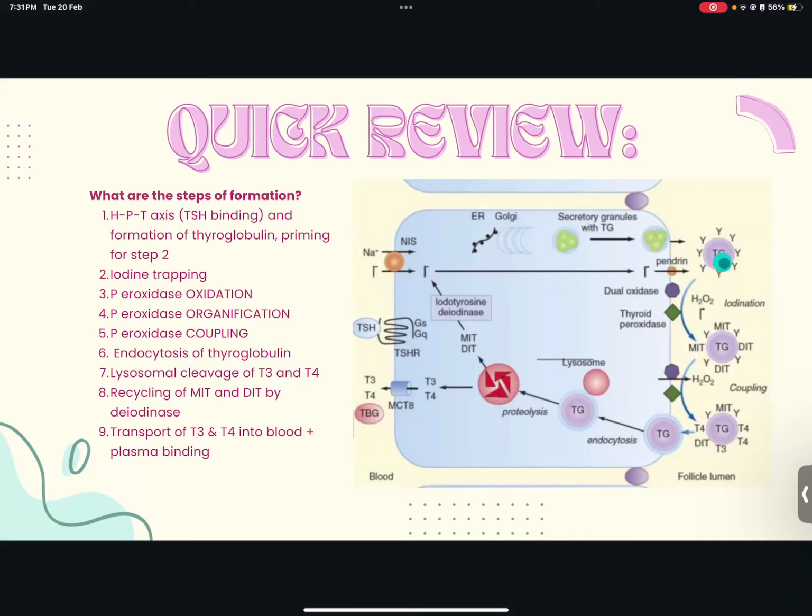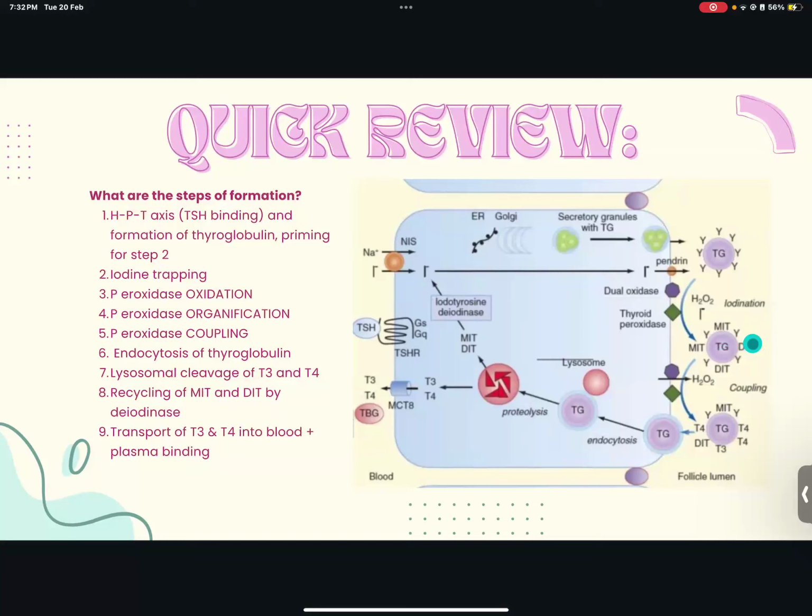So now you have thyroglobulin and you have iodine. Now you put them together. But first there's a step that we're missing. It's oxidation. So oxidation via dual oxidase is going to produce H2O2, and thyroid peroxidase is going to take two iodines, put them together, remove an electron, and give it to hydrogen peroxide, and it's going to produce an I2 molecule. So that's the process of oxidation. Then you have organification. So you're going to take the I2 and you're going to add it onto thyroglobulin. So you're going to make MIT and DIT. And that's the process of organification.